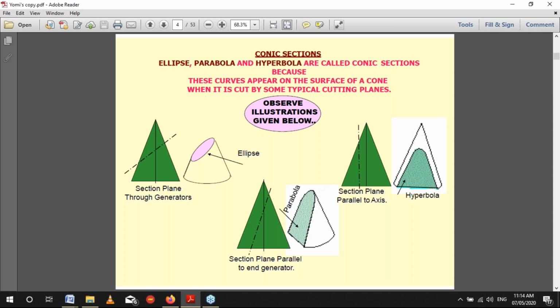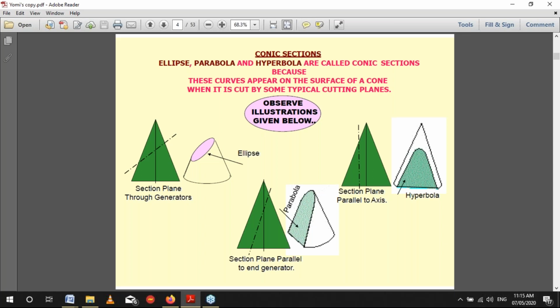Now, an ellipse is a locus of a point moving in a plane such that the sum of its distances from two fixed points always remains constant. So now this is an ellipse. I said an ellipse is a locus of a point moving in a plane such that the sum of its distance from two fixed points always remains constant, and this sum equals the length of the major axis.